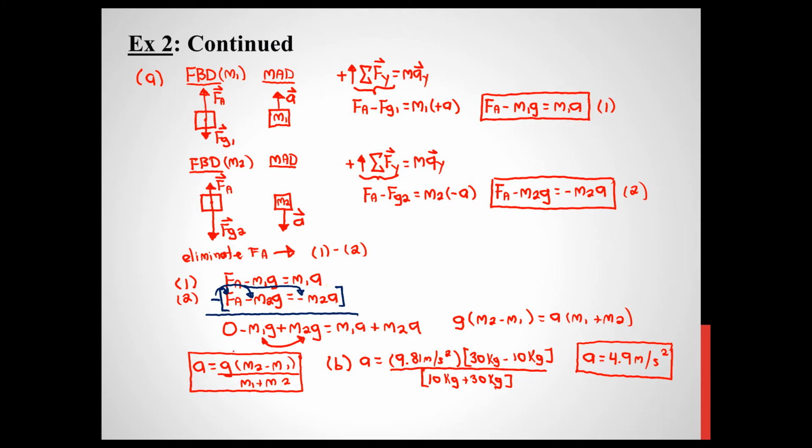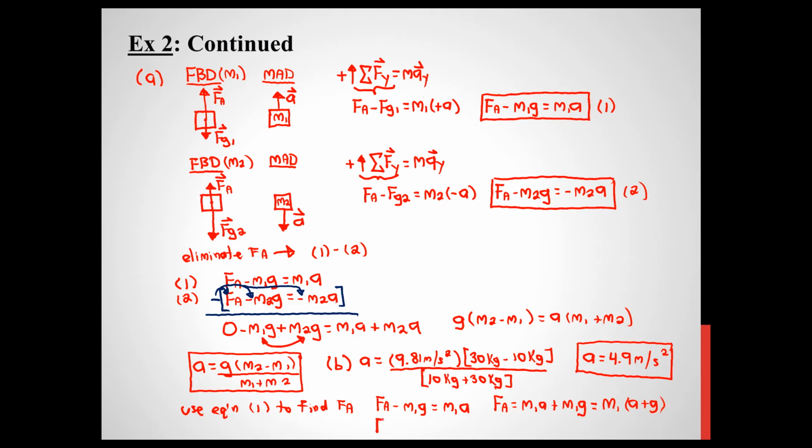I'll use equation 1 to find FA, the applied force. I'm going to take that equation, so FA minus M1G is equal to M1A. Add M1G to both sides, so FA is equal to M1A plus M1G. When I sub numbers in, I want to sub in as few numbers as I possibly can, so I'm going to simplify one step further by factoring out the M1, and then I'd have A plus G.